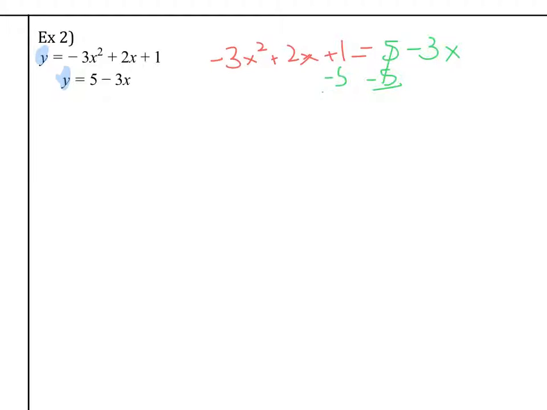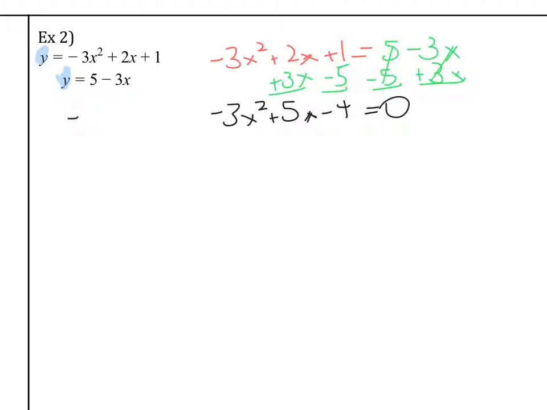So let's put the constants together. I'm going to subtract 5 and put it with the constant, and we're going to add 3x to both sides and put that with the x value. Combine like terms. So now we're left with negative 3x squared plus 2 plus 3 is 5x, and 1 minus 5 is negative 4, and that equals 0.